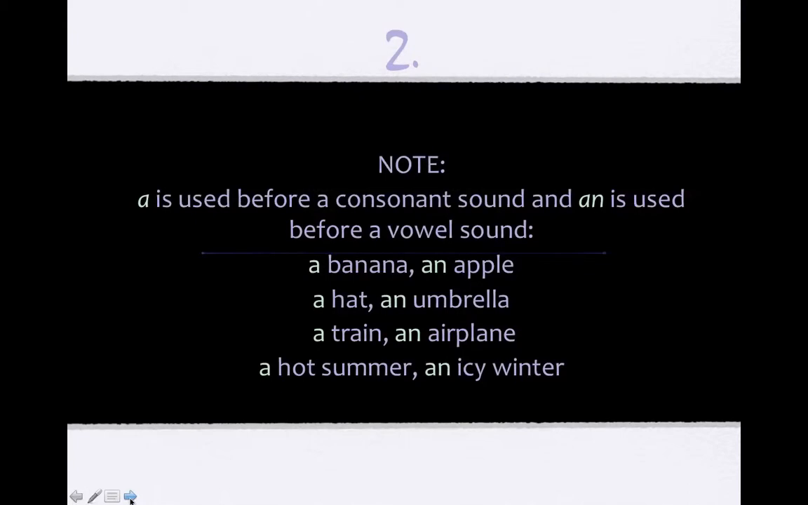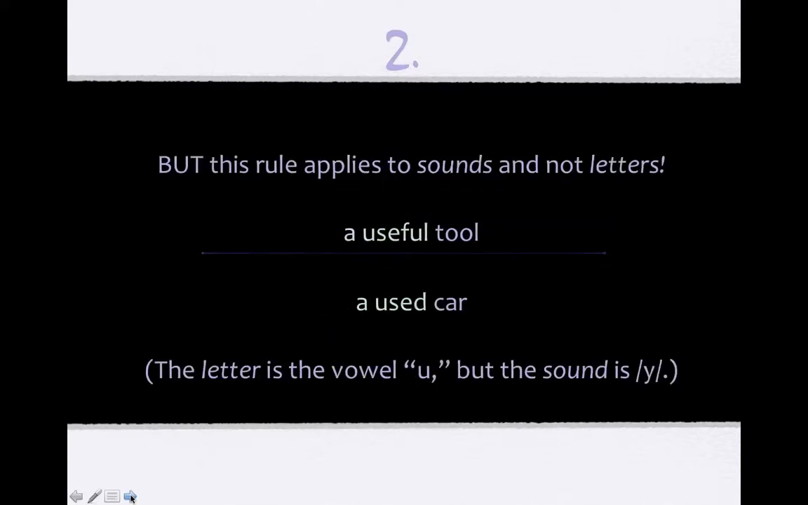Okay, a note: a is used before a consonant sound and an is used before a vowel sound. You've probably learned this rule before. I say a banana, an apple, a hat, an umbrella, a train, an airplane, a hot summer, an icy winter. But a little thing to mention is this rule applies to sounds and not letters.